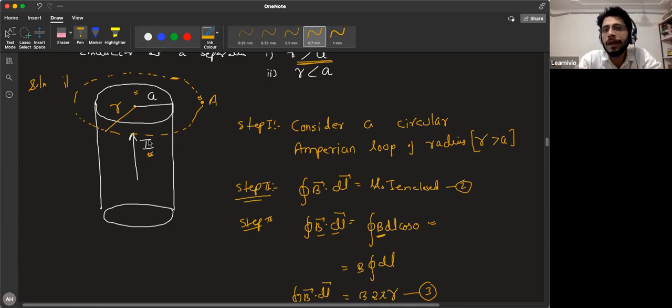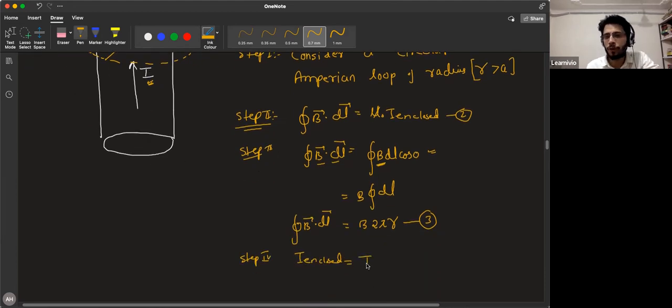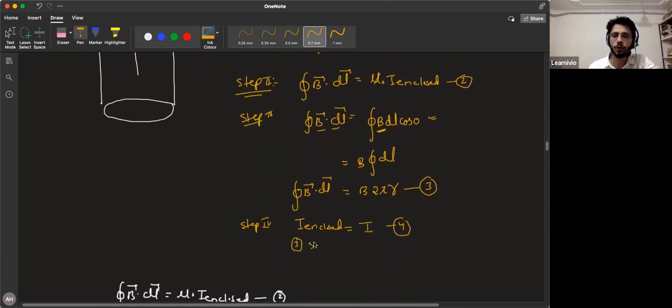See, current does not depend upon the total area. Current depends upon the area of cross section only. So inside the loop, the entire area is there. The whole area is in the loop. So you can say that I enclosed will be equal to the total current. I call this equation number 4. You can substitute 3 and 4 into 2. So when you put 3 and 4 into 2, you get B into 2 pi r is equal to mu naught I enclosed, which is I.